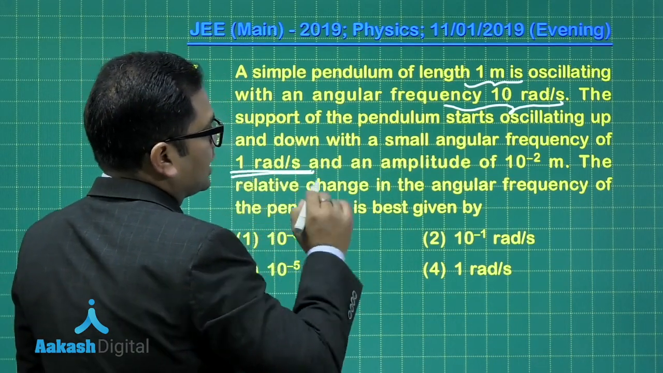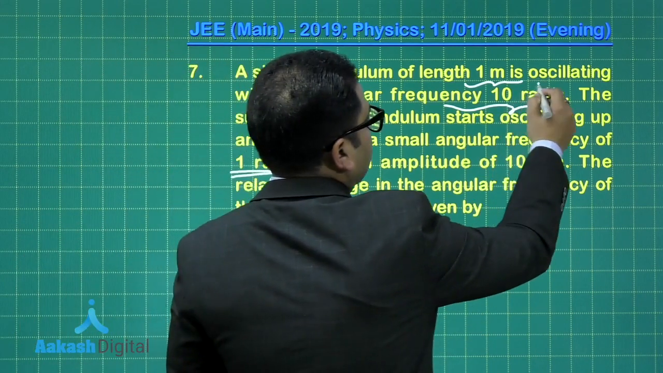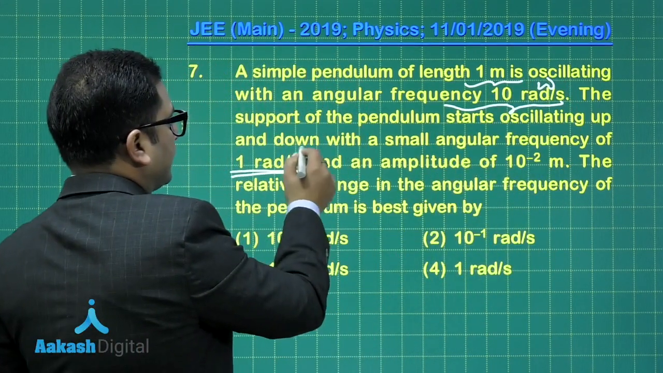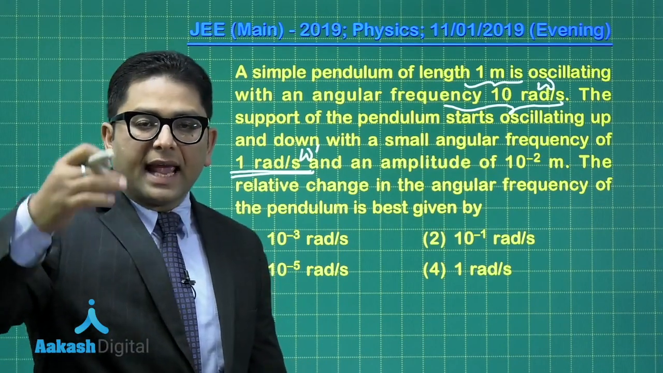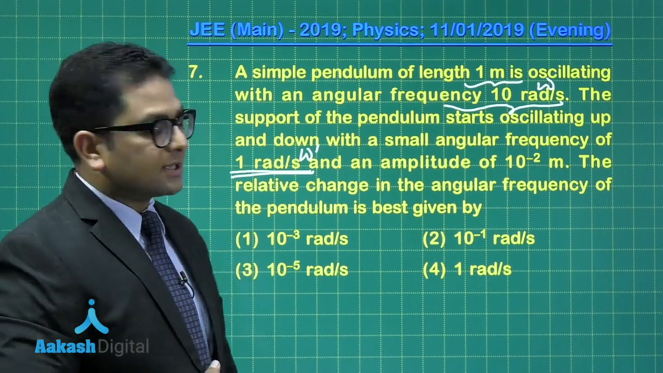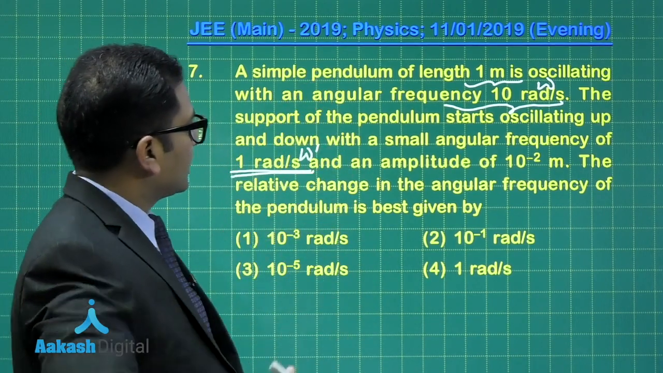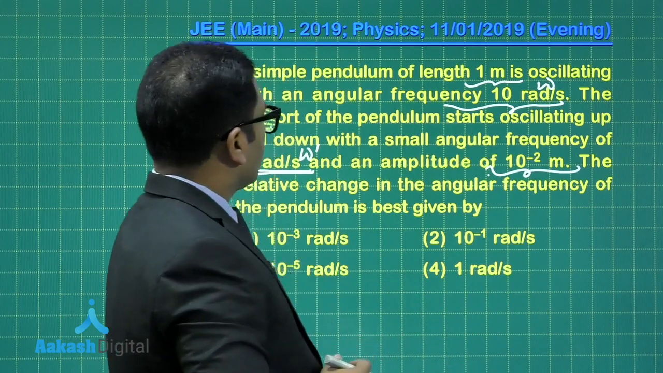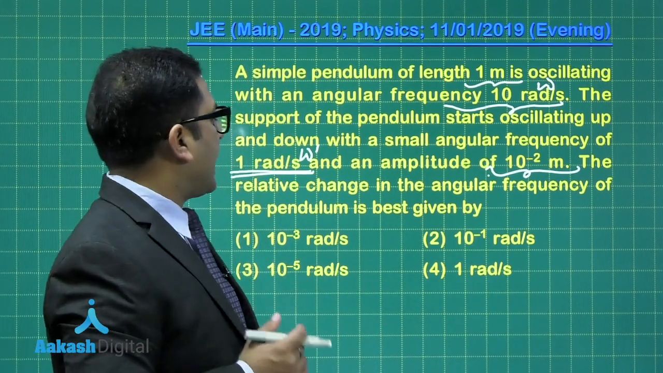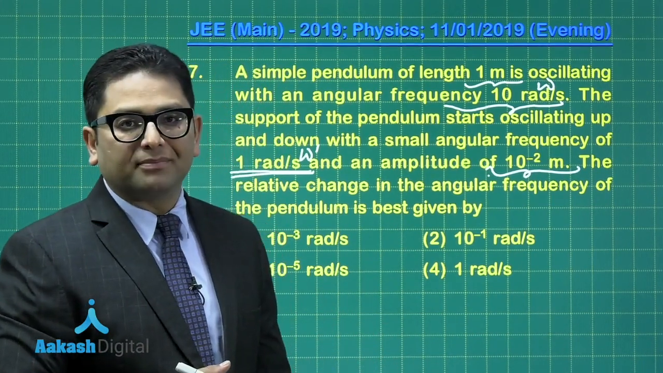So here there are two angular frequencies. Let me call this omega, and let me denote this by omega dash. So omega dash is the angular frequency of the point of support, which starts oscillating in an up and down manner with an amplitude this much. We need to calculate the relative change in angular frequency of the pendulum.